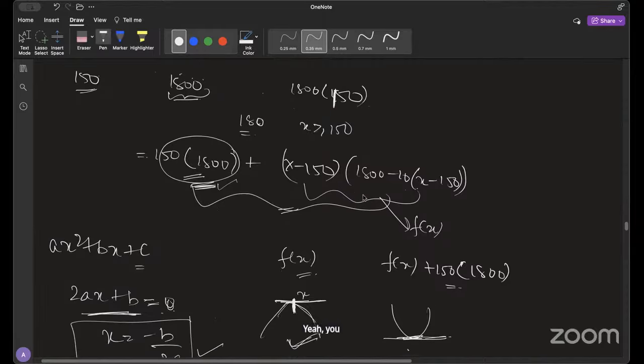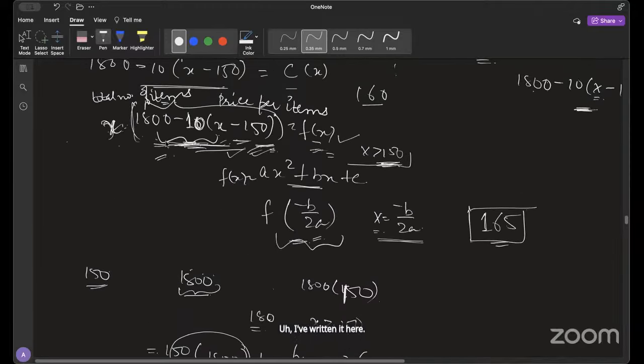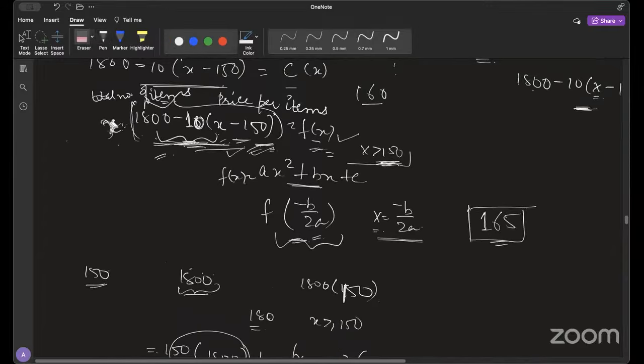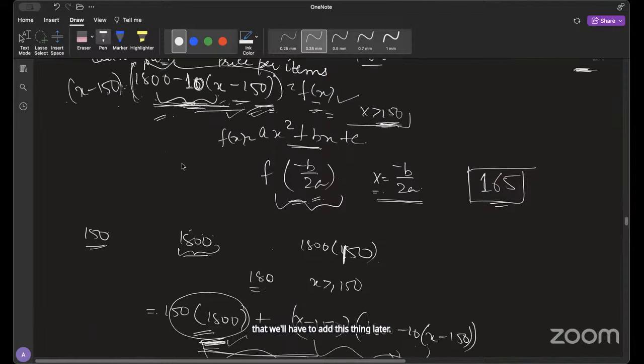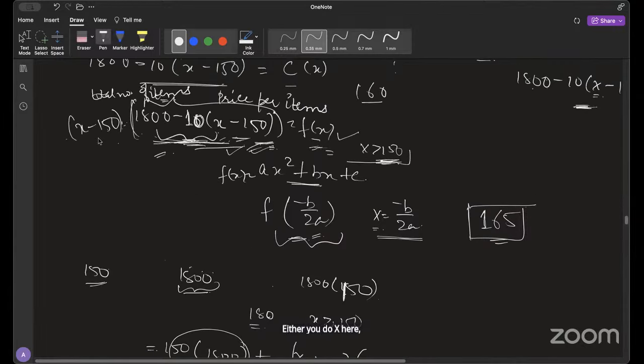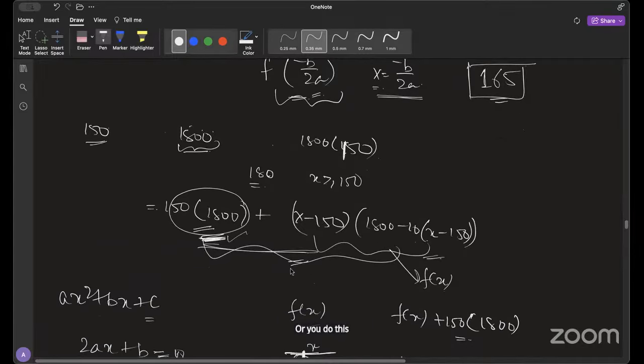Yeah, you'll get it if you solve this. I've written it here. If you do x minus 150 here, our problem is that we'll have to add this thing later. Either you do x here, then you'll get the entire thing covering from 1 to 150 and then after that 2. Or you do this. So if you solve this, you'll get the same thing, right? x minus 150.